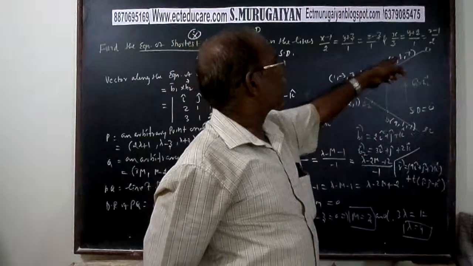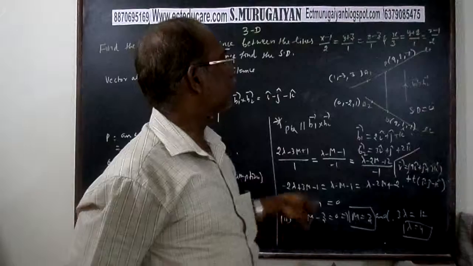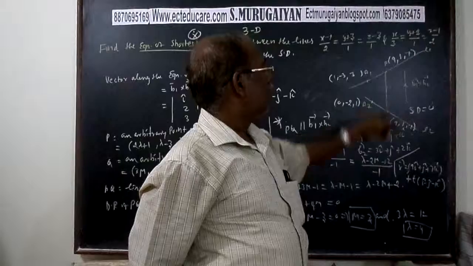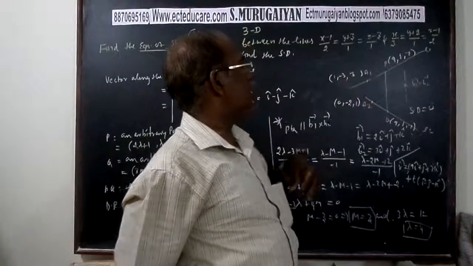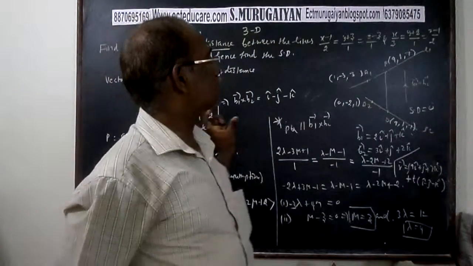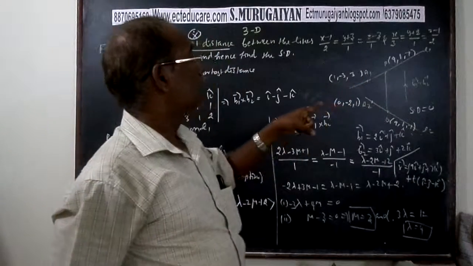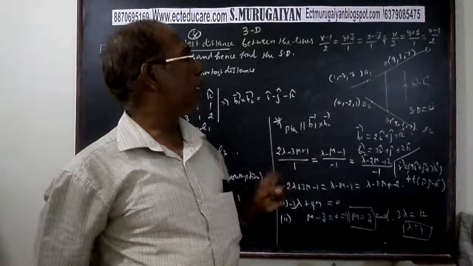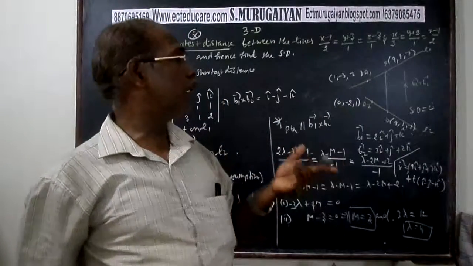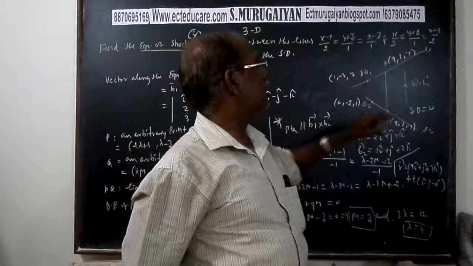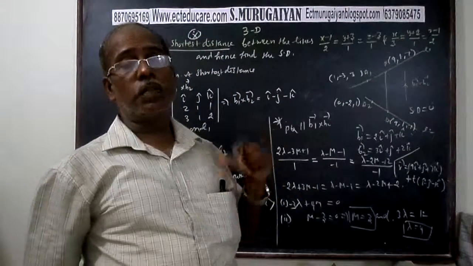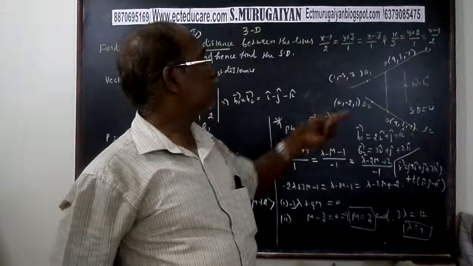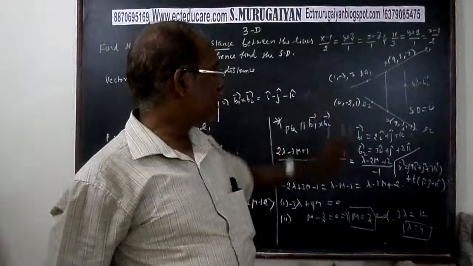So whenever the coordinates of P and Q are different, they are skew lines, and using the two points formula we can find the equation of the line of shortest distance using the formula x minus x1 by x2 minus x1 equal to y minus y1 by y2 minus y1 is equal to z minus z1 by z2 minus z1. Then what is the distance? Distance formula: root of x2 minus x1 the whole square plus y2 minus y1 the whole square plus z2 minus z1 the whole square. This is a routine type of problem.